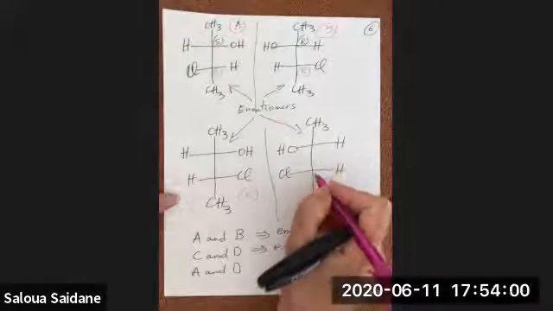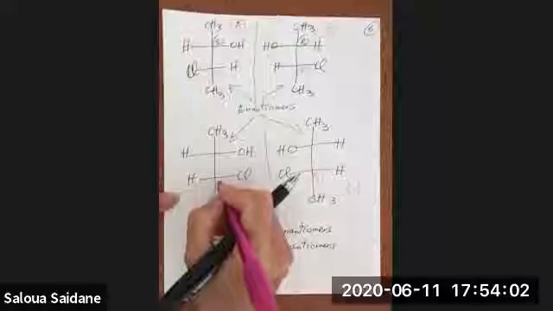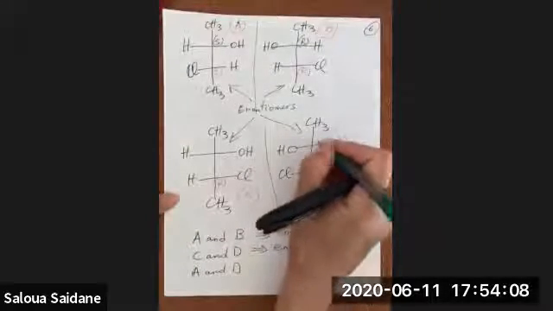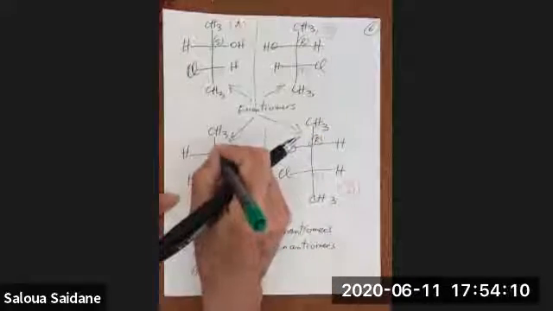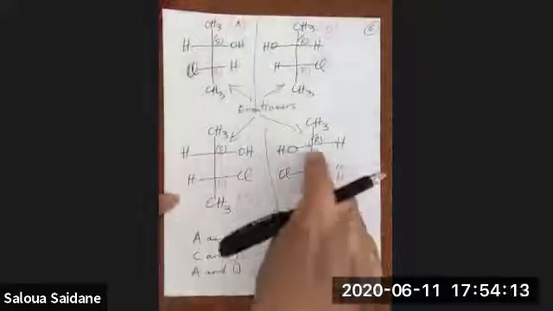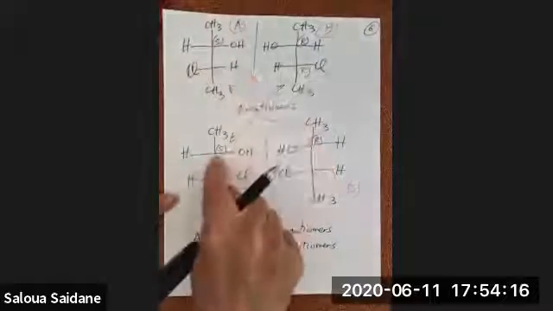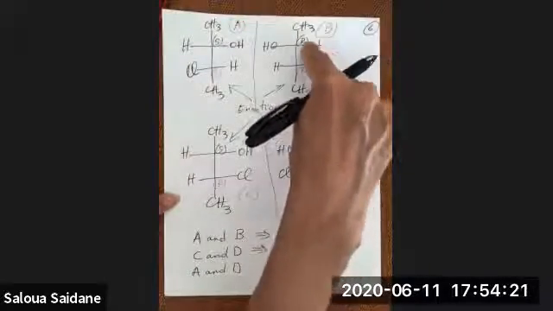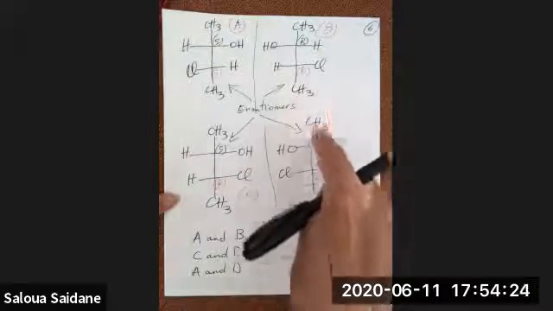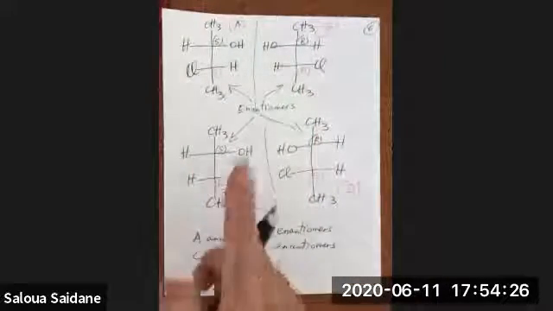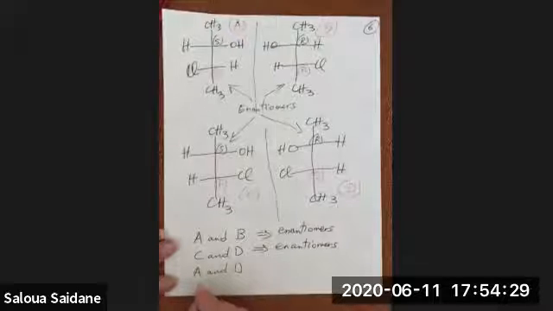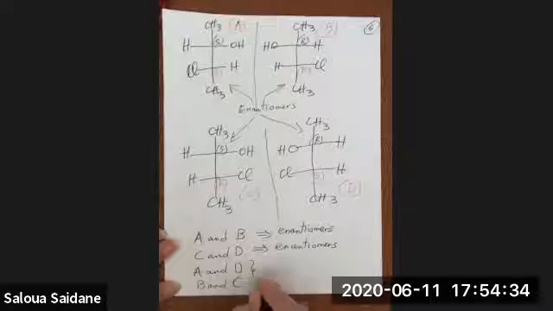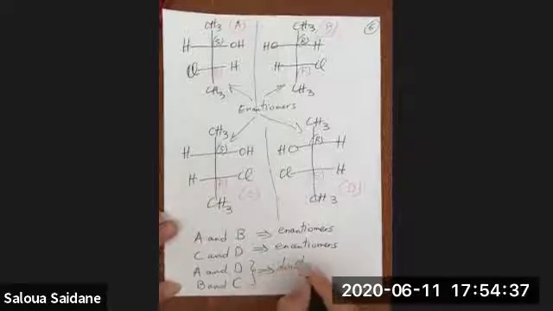So this one would be S. This is R. And this one is R. And this is S. So you see, one of them switched. The S became an R here, and the R here became an S here. So the top and the bottom. So A and D, as well as B and C, are called diastereomers.